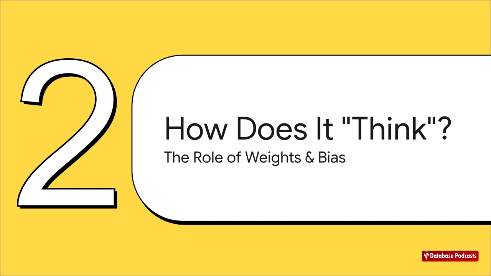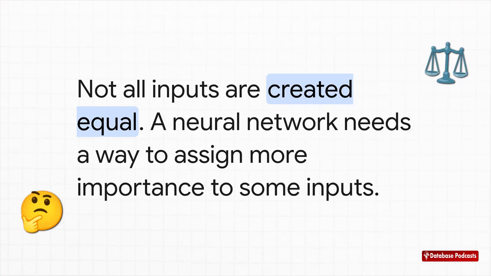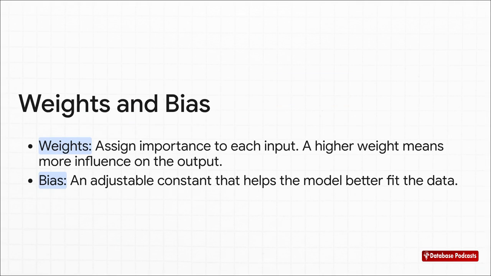Okay, simple enough. But wait a minute. If it's just summing up some inputs, how does it think? How does it know that one piece of information is way more important than another? Exactly. You've just hit on the most crucial point. Not all inputs are created equal. In any decision you make, some factors just matter more than others, right? A neural network needs a way to account for that. And it does that with two key tools, weights and bias.